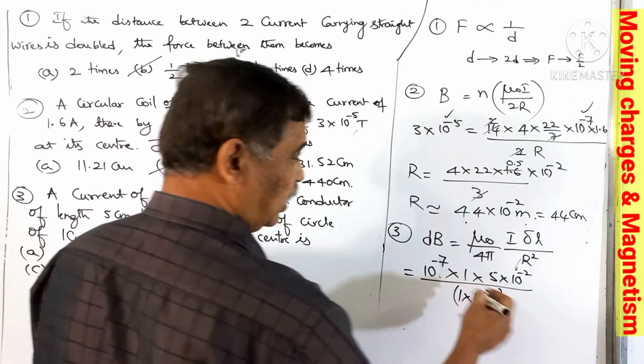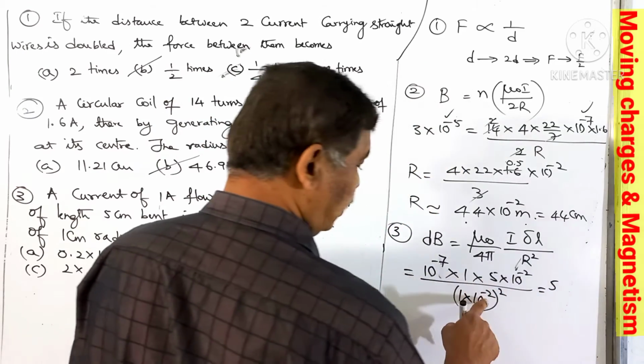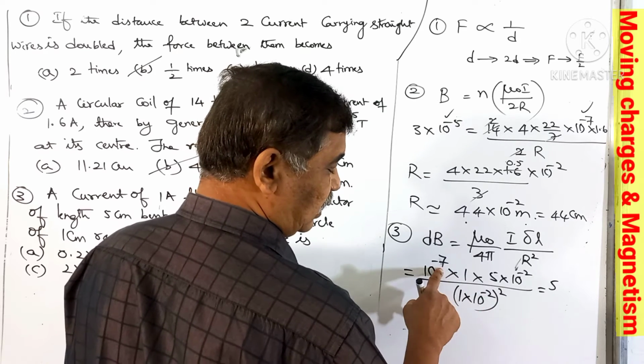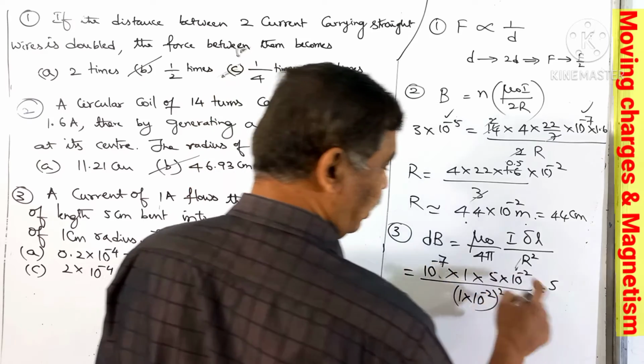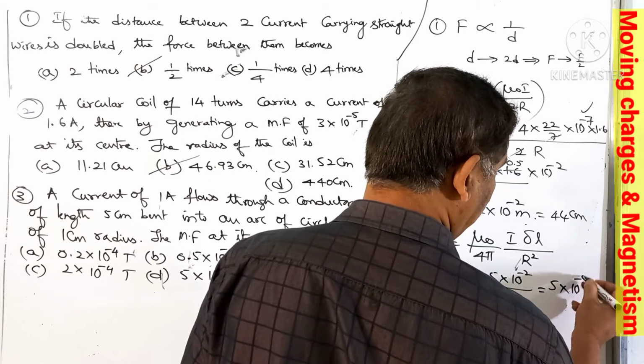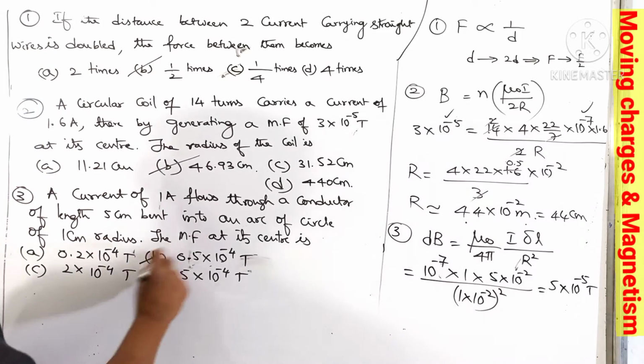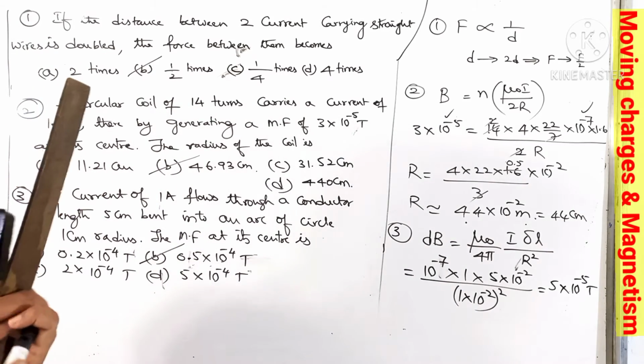square. So if you simplify, you have 5, here 10 power minus 4, here 10 power minus 7. So if we cancel, we will have 10 power minus 3, minus 3, minus 2. It is 10 power minus 5. That's 5 into 10 power minus 5, it is there in option B. So B is the answer for this one.